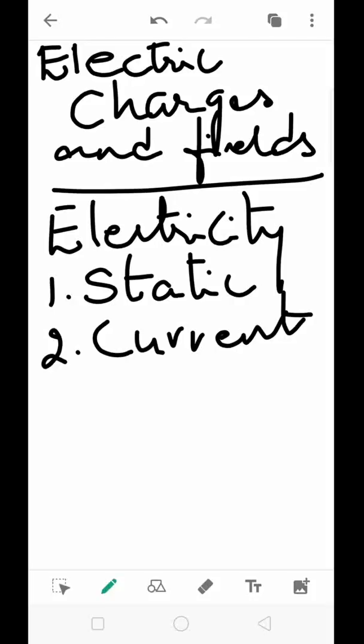Similarly, the other one is current electricity. So what is meant by current electricity? If the charges are at rest, then the electricity is considered static, and if the charges are in motion, the electricity produced by the electric charges in motion is called current electricity. I think you might have understood the difference between static and current electricity. So in this chapter, let us learn about static or frictional electricity in detail.